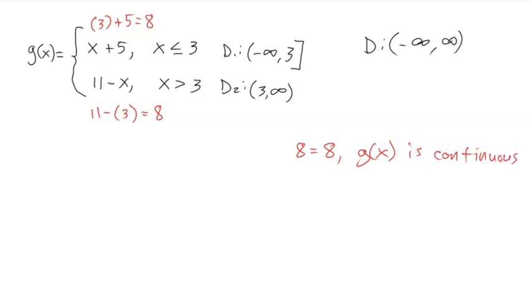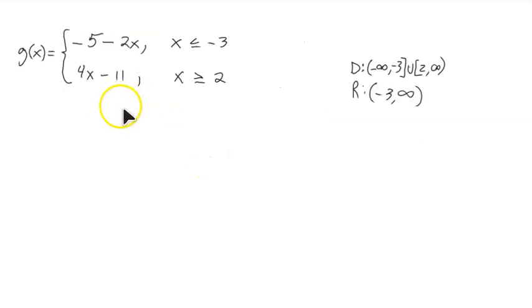All right. Let's try another example. Here's a piecewise function that we did previously. Look at the domain. We identified the domain previously, and you can see that there's a huge gap in the domain. We have all x values up to negative 3, and then we leave out all the x values between negative 3 and 2, and then we have all the x values larger than or equal to 2. So there's a whole bunch of x values that are left out. That means the domain is not negative infinity to positive infinity, and therefore this piecewise function automatically is not continuous.